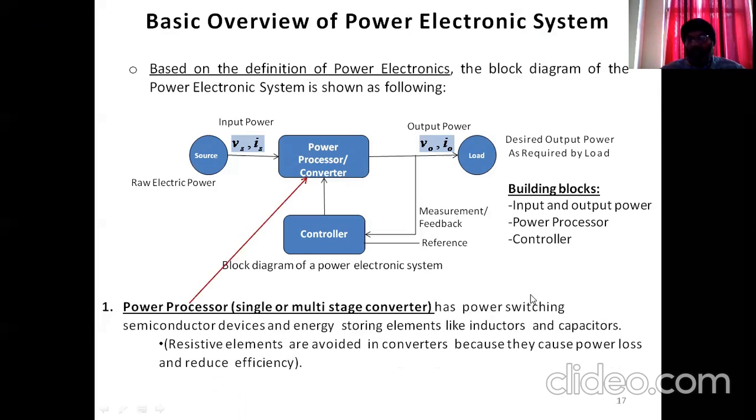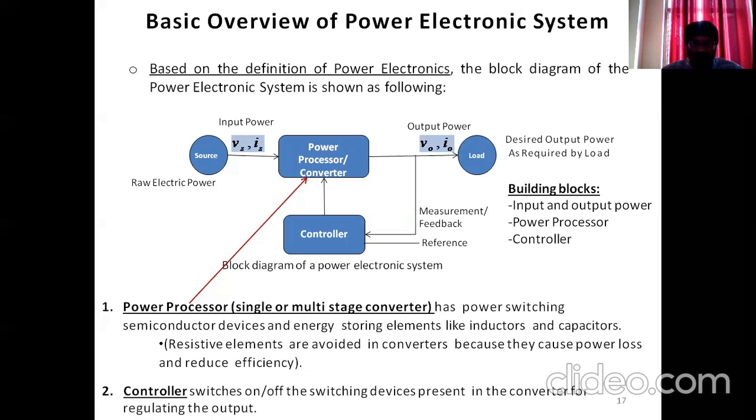Resistive elements are normally avoided in power electronic circuits because they consume the power and reduce efficiency. They just contribute to power losses. No useful work they do, only power losses. That's why they reduce efficiency. So we avoid using resistive elements in power electronics because in power electronics, efficiency is the main parameter. Controller: it controls the switching timings and switching frequency of the power converters or power processor, just like alpha in the previous slide.